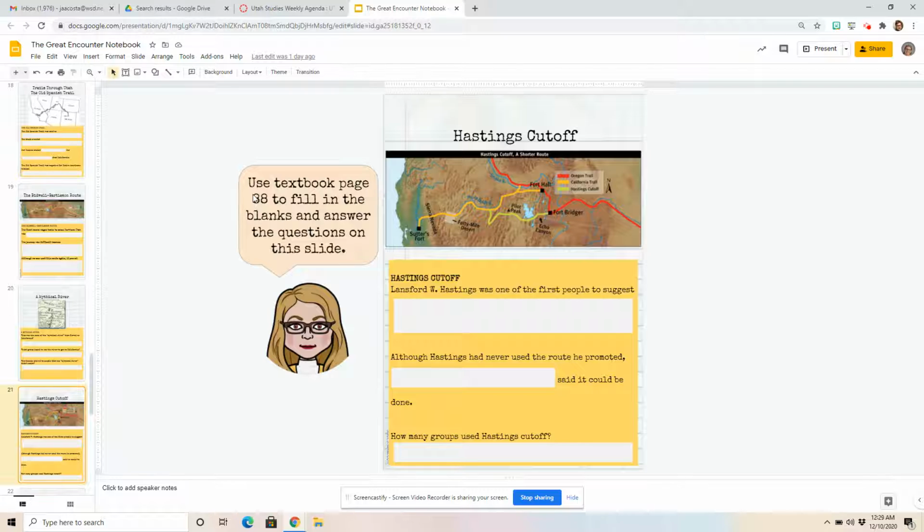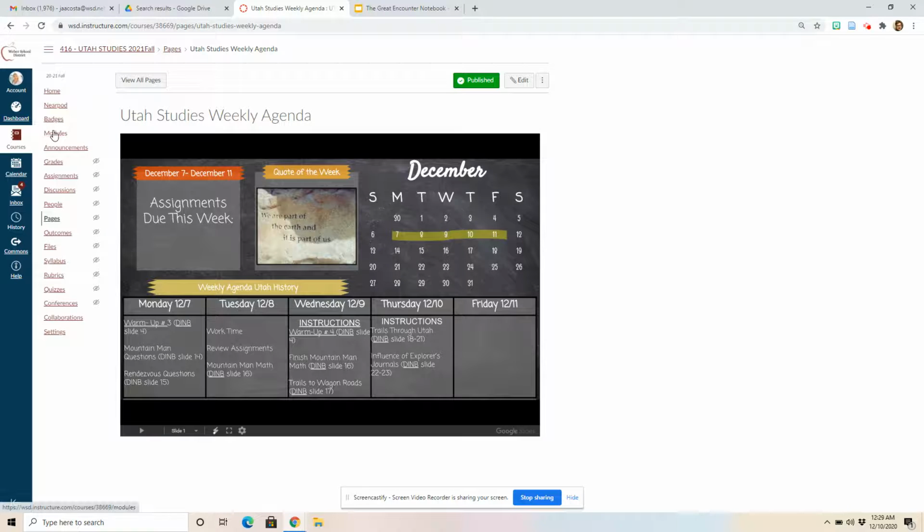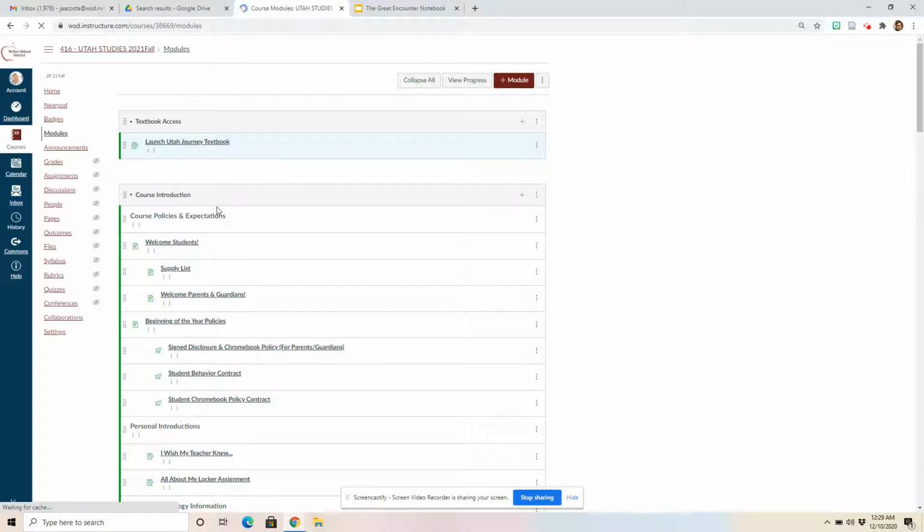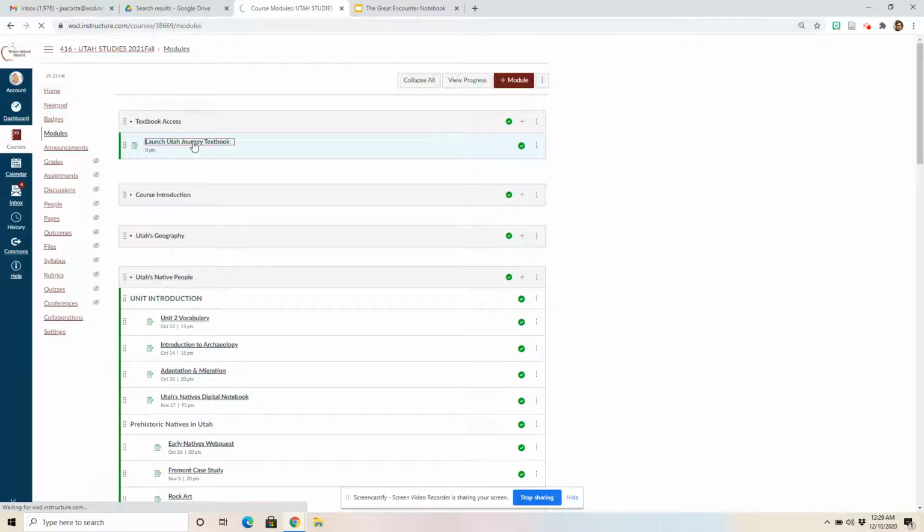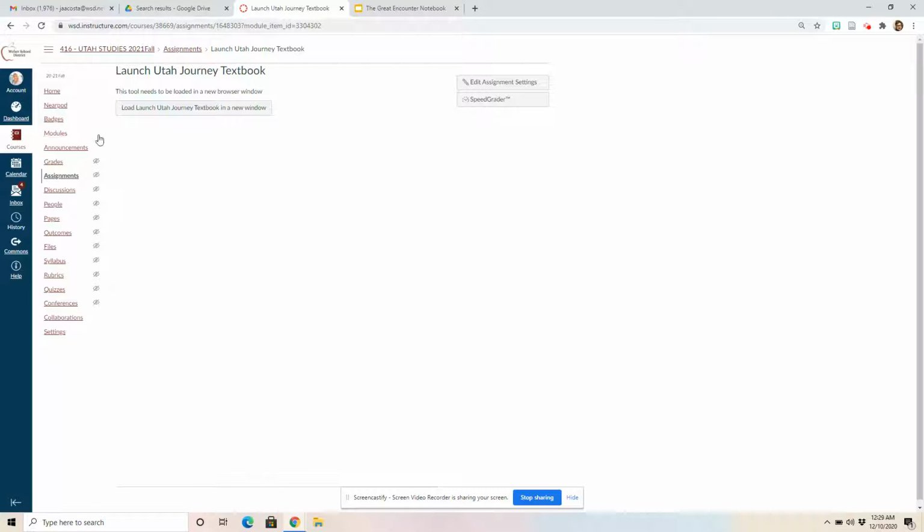You're going to have to access your textbook through the modules. Make sure you click on modules, and then the first thing right here is your textbook. So that's how you're going to get into that.